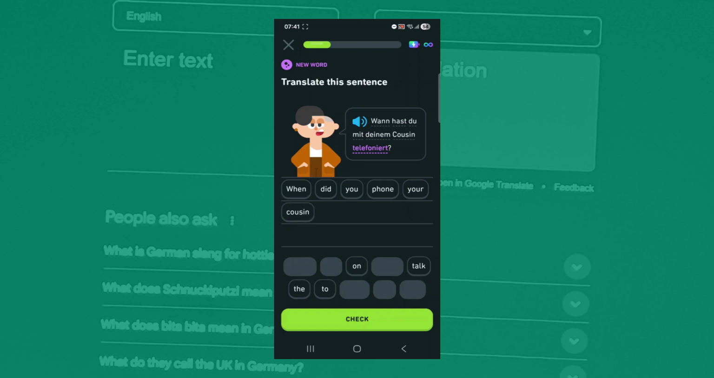Okay, so I'm going to write down telefonieren, but that's because it says here mit, so I'm just going to put that as a highlight to telephone someone.